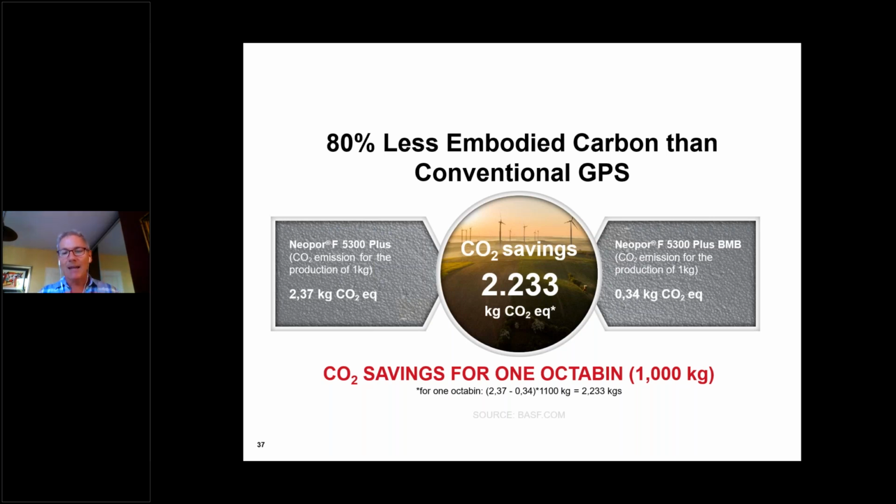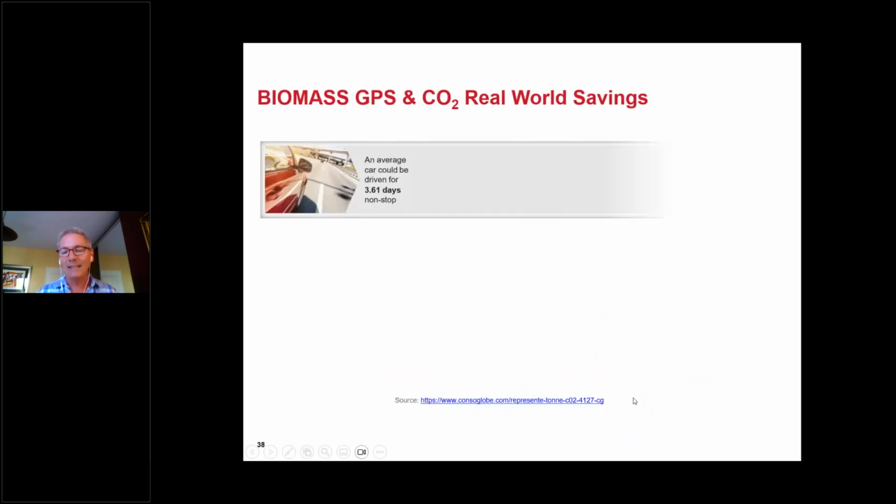So what does that really mean? Well, if you put it on a scale, normally this stuff comes in one big box called an octobin. It's about 1,000 kilos, 1 ton per octobin. If you saved 2 octobins, 80% less, what does that really mean? So, okay, I have 2,000 kilograms or 2 tons. What is that equal to?